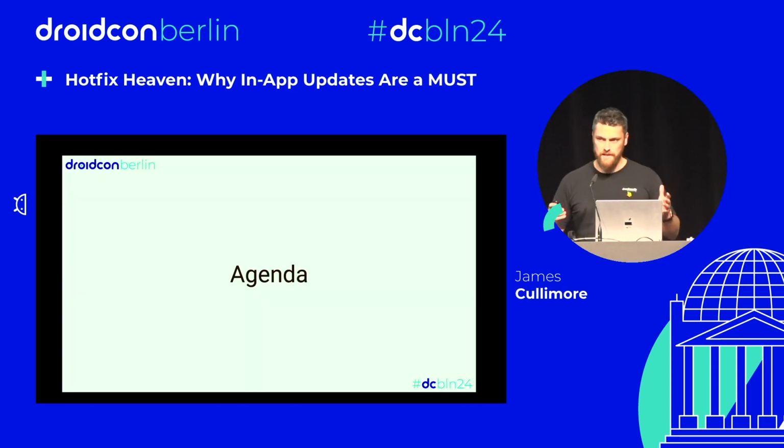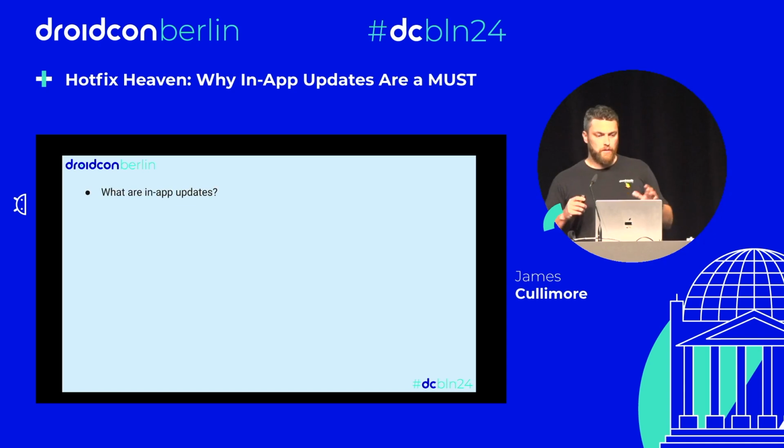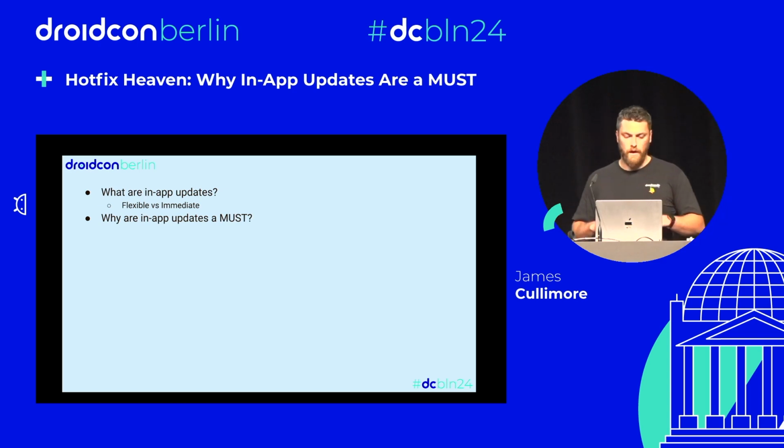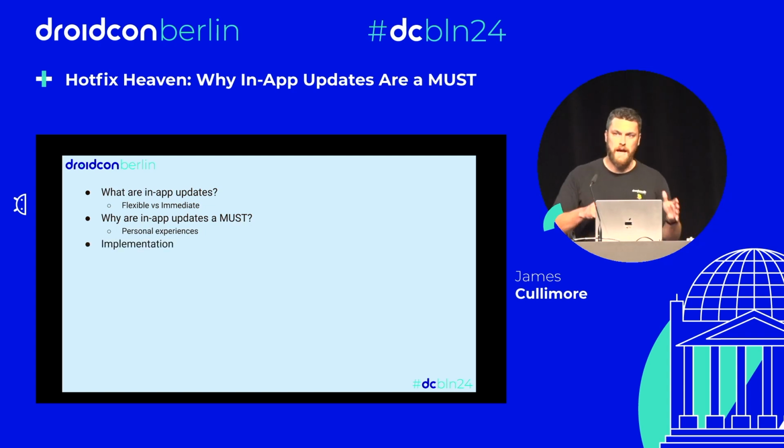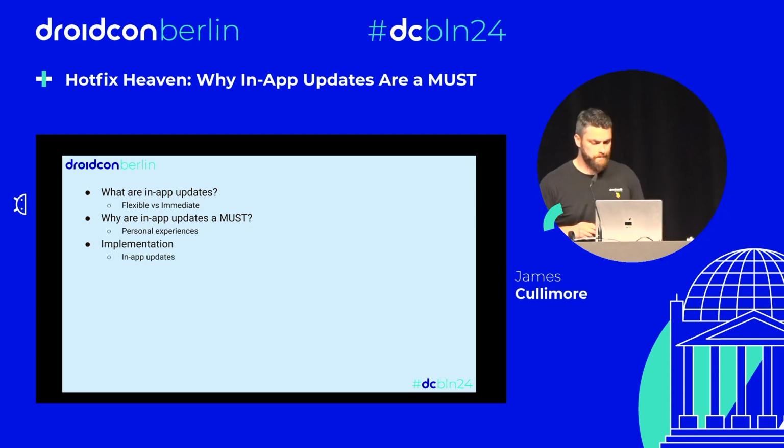So, today's agenda, we're going to look at, first off, what in-app updates are, for those who may not know what it is. And we're going to look at the 2 flows that are available to us, being the flexible and the immediate flow. And of course, for the clickbaity part, why in-app updates are a must. And I'm also going to share a couple of personal stories, experiences that have happened to me over the last few years. And then we get into how to add this to a project if you haven't done so already, or maybe improvements to it as well.